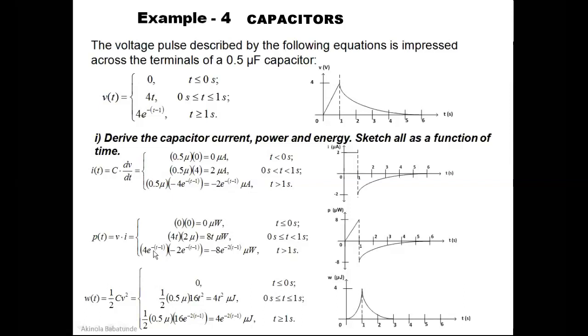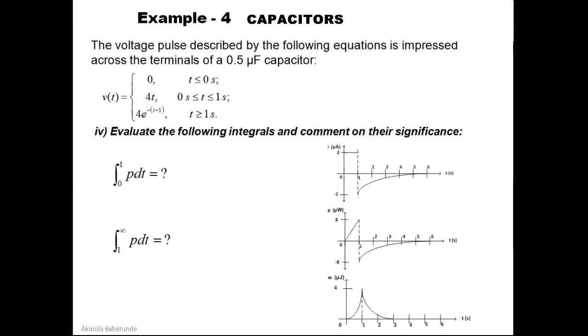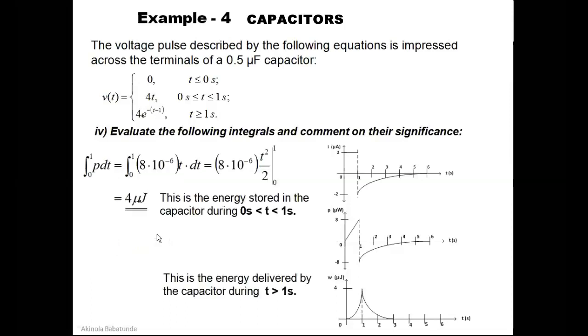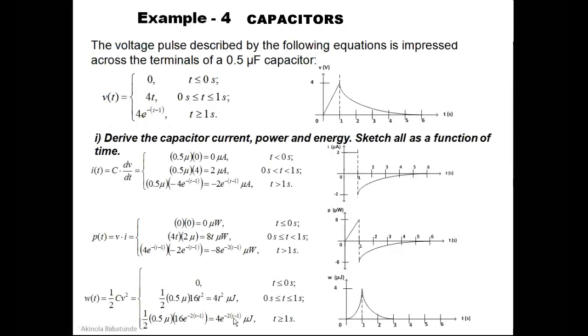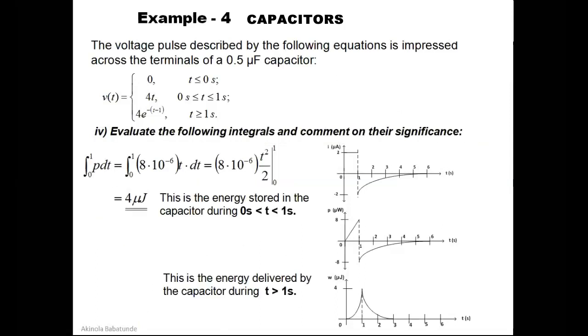Then we're going to go for the third one, which is for t greater than 1. The concept is also going to be the same. For that, you can integrate from 1 to infinity here. When t is greater than 1, we have the formula for power already, which is here. You just pick this formula for power here, dt. When you integrate it, whatever you obtain is going to give you the energy delivered by the capacitor when t is greater than 1.